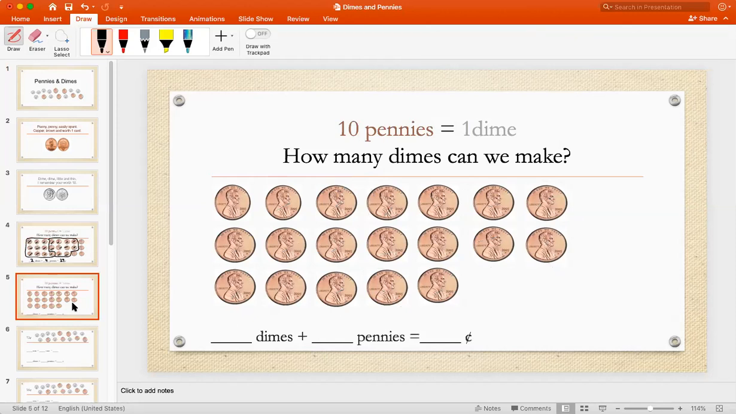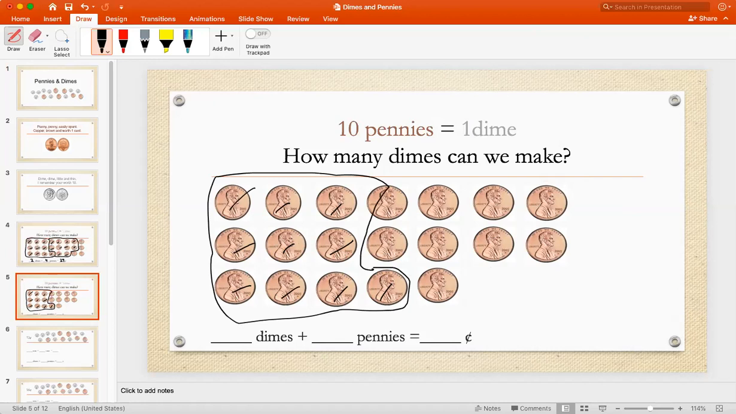Next slide, same thing. 10 pennies equal 1 dime. How many dimes can we make? We'll do the same thing here. 1, 2, 3, 4, 5, 6, 7, 8, 9, 10. So that's one group of 10. Uh-oh. One group of 10. Okay, now let's see if we can make another group.